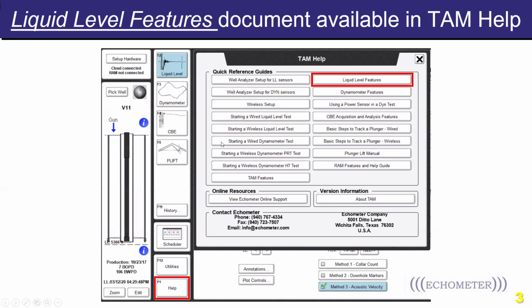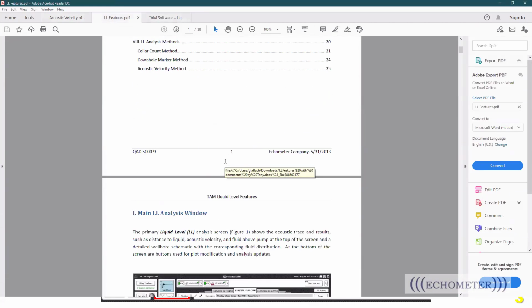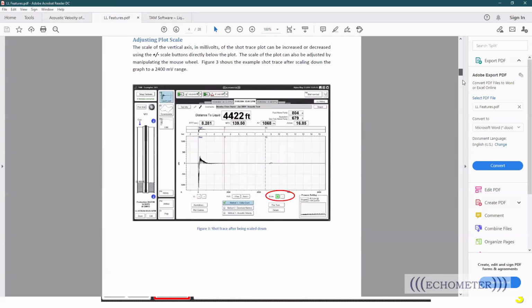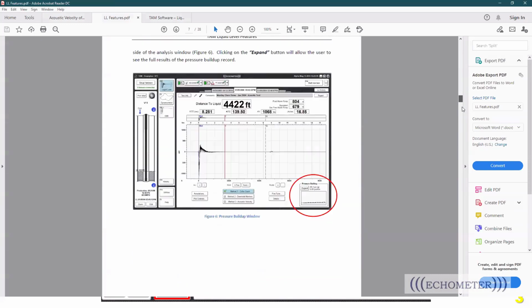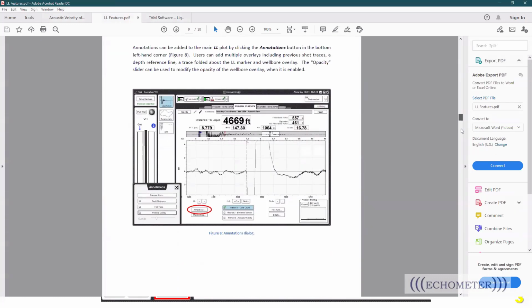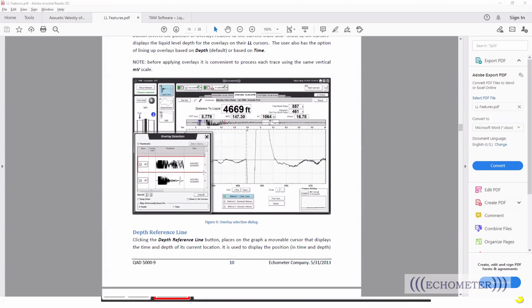The information that's going to be presented is also available in the document that you can reach from the TAM help. When you open the TAM software, on the bottom left corner of your screen you will have a help button, and there you have a liquid level features document. I have it open here, and this document explains in detail most of the options that you have available to analyze a liquid level shot.